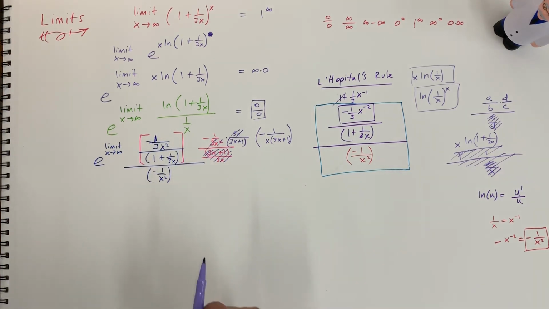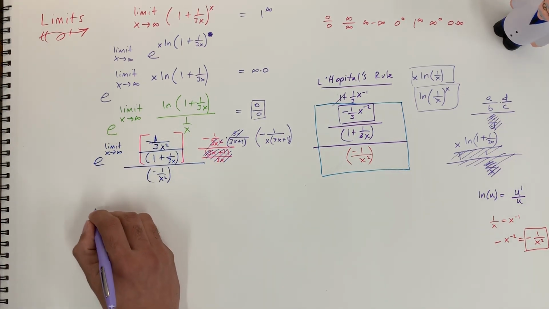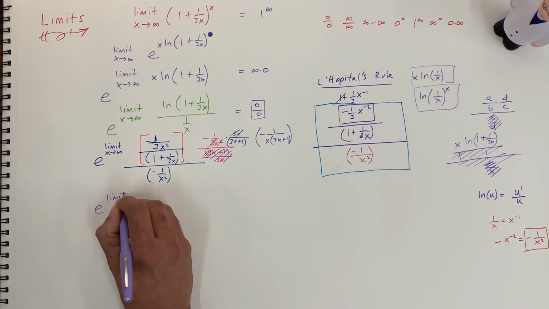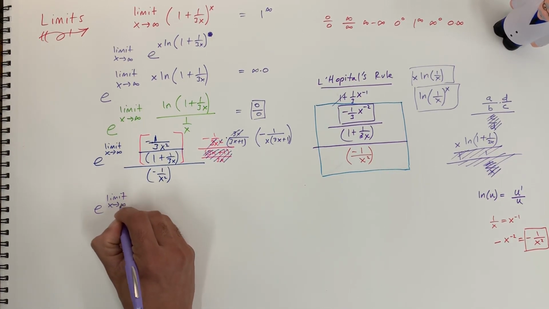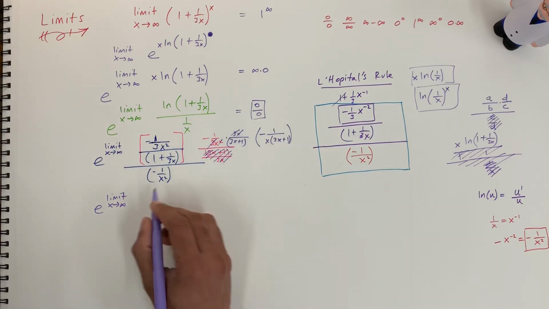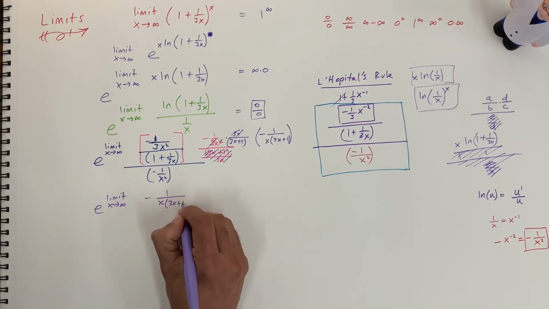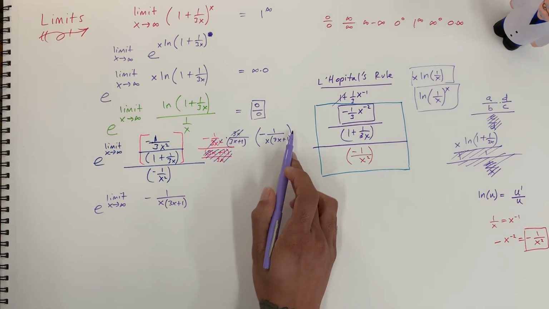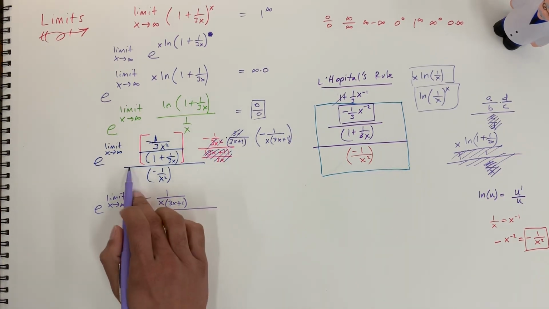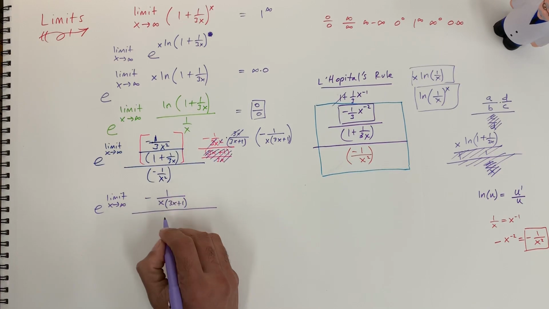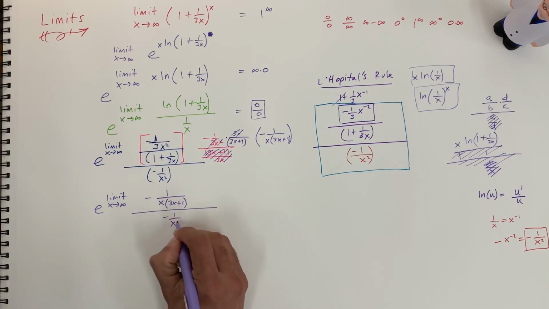Okay, this is what we're left with from all of this in pink. So let's rewrite everything. So we got e to the limit as x approaches infinity. For the top part, I have negative 1 over x times 3x plus 1. That's this part here. And then the big line here, and we have the bottom part as negative 1 over x squared.